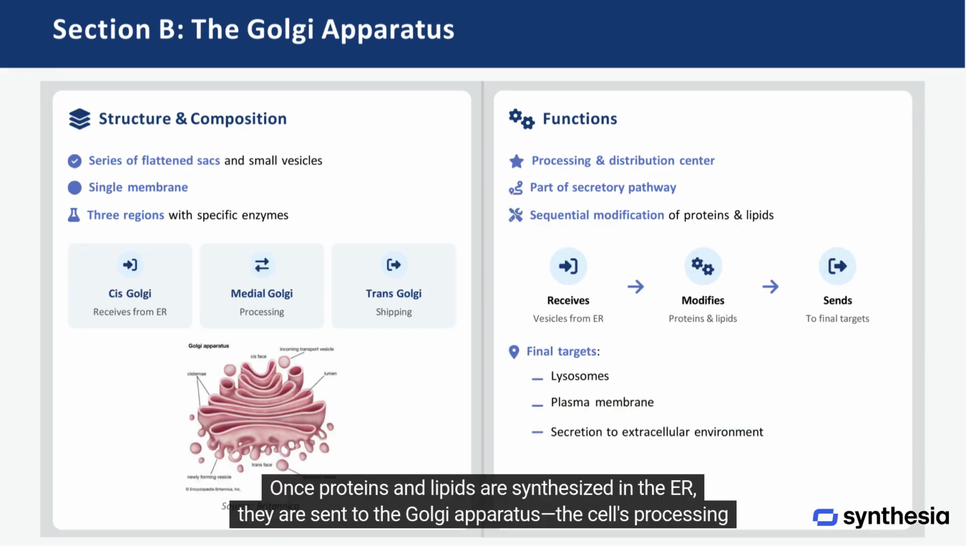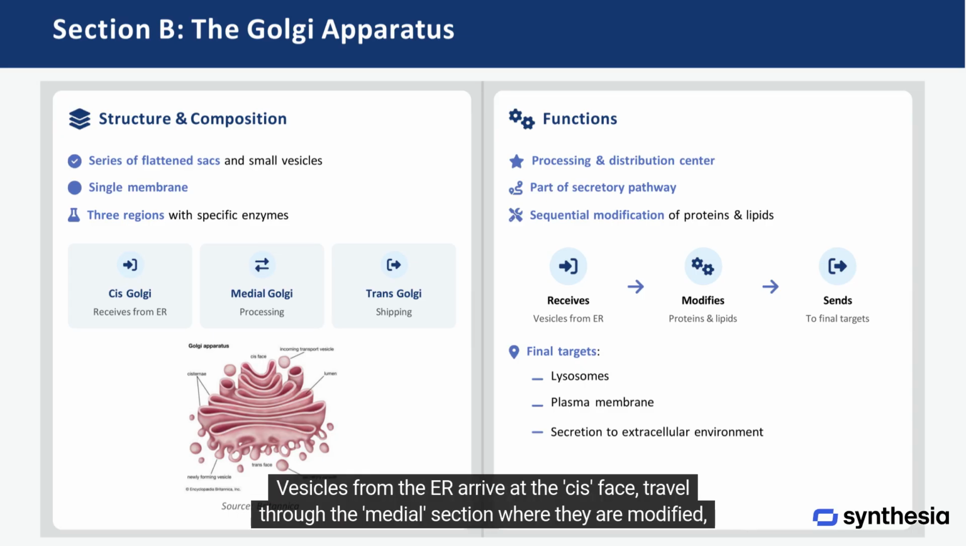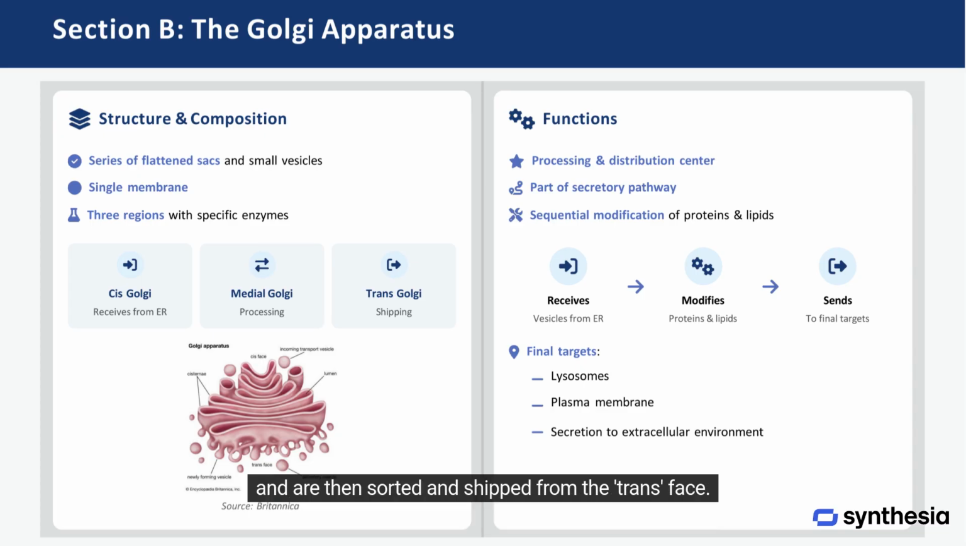Once proteins and lipids are synthesized in the ER, they are sent to the Golgi apparatus, the cell's processing and distribution center. The Golgi is a series of flattened sacs or cisternae. Vesicles from the ER arrive at the cis face, travel through the medial section where they are modified, and are then sorted and shipped from the trans face.